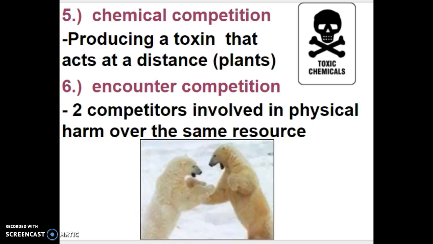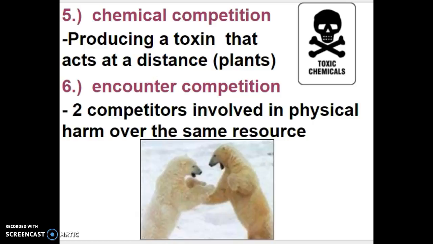And finally, the last type of competition is only done absolutely when it has to be, and we call that encounter competition. This is where we're going to get some physical harm. Two competitors will be involved in physical harm over the same resource. Animals will not do this unless they absolutely have to. They will bluff. They will make a lot of noise. They will make themselves look bigger. They will do anything possible to not get involved in an actual fight.